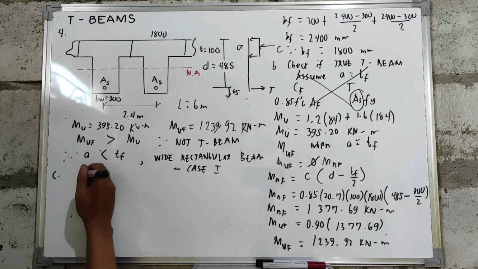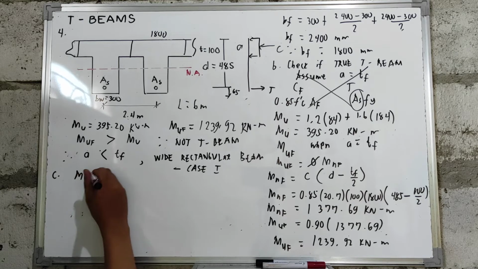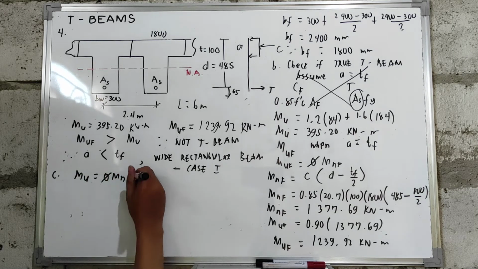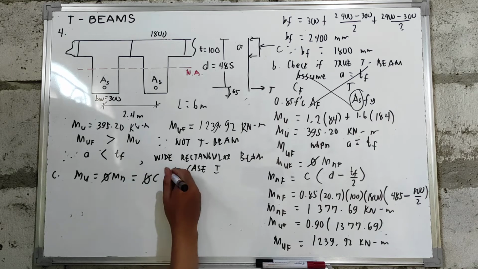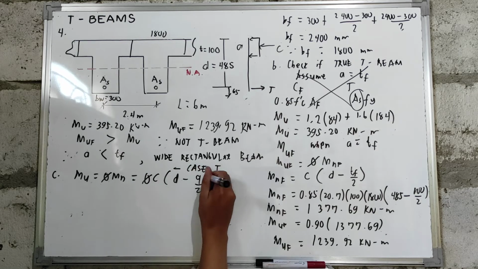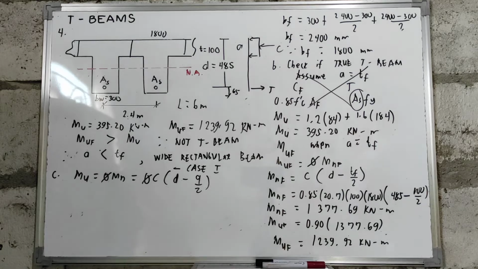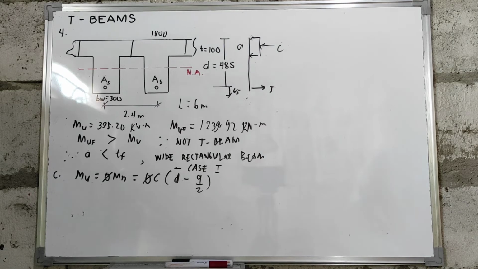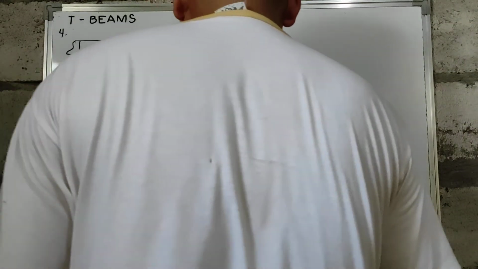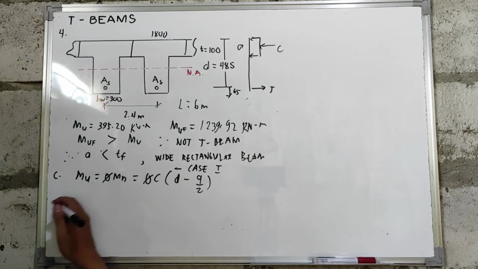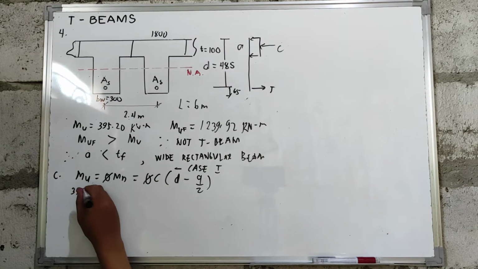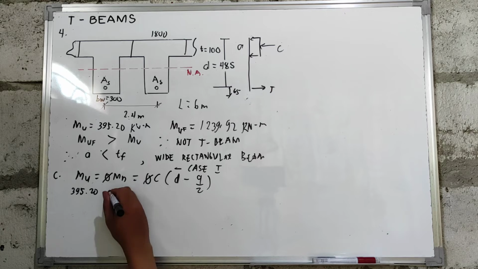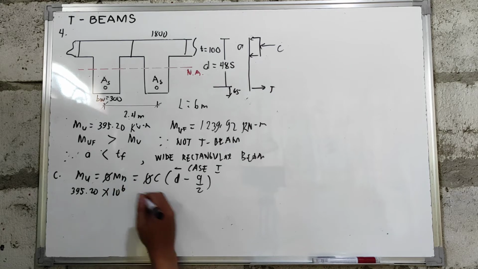So, for the step letter C, MU, that is equals to rho, nominal moment. So, we have rho C multiplied by D minus A over 2. So, ganun lang kasimple yung approach natin in computing for the value of your A. So, let us now use yung mga formulas natin. So, yung MU natin, yung dadalhin lang naman ng beam natin is hanggang 395.20 kilonewton meter. So, kung insert natin sa formula, times 10 raised to 6 para maging Newton mm.